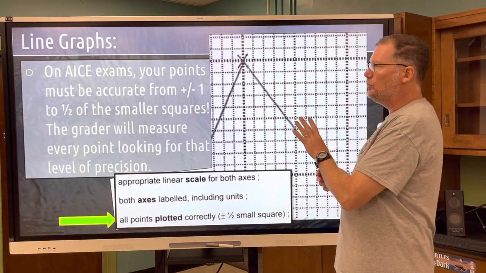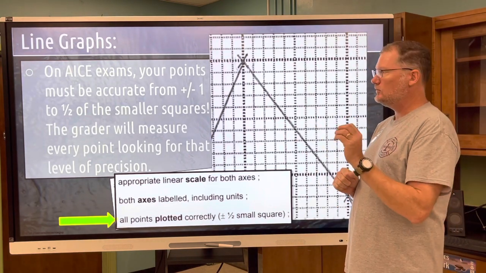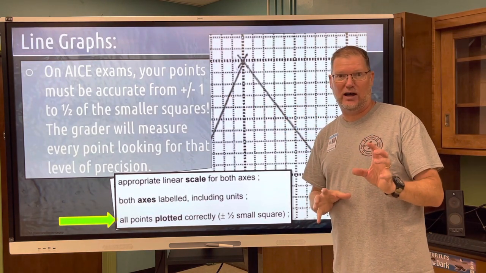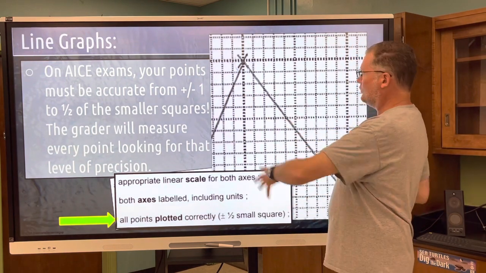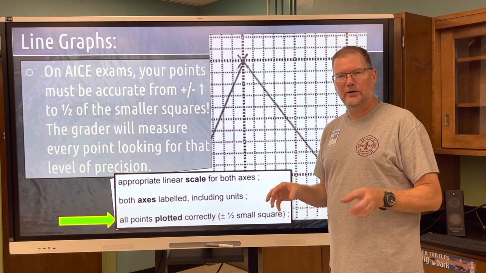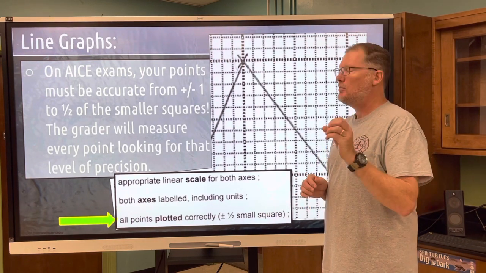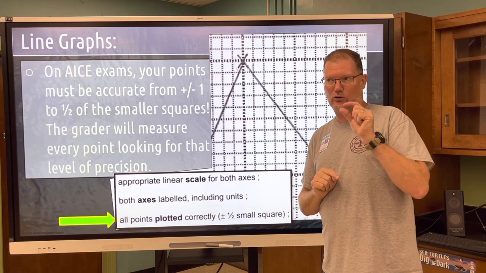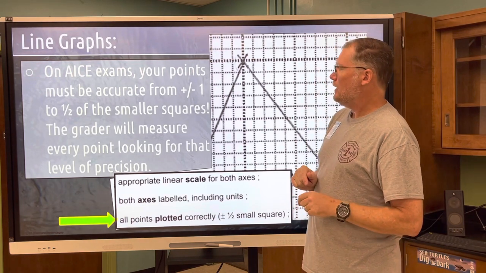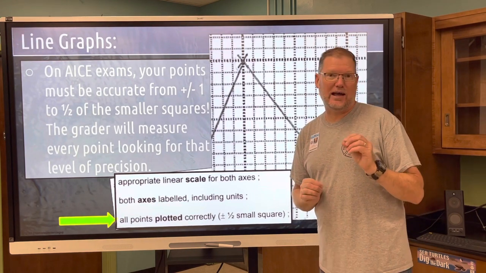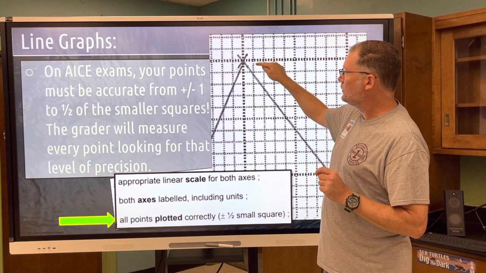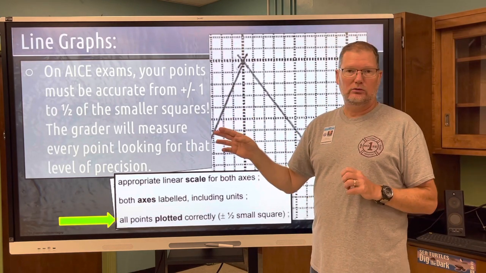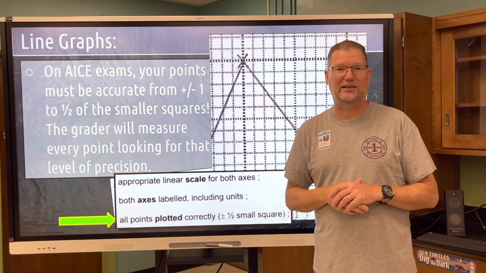So on ACE exams, your points must be accurate to within plus or minus one to one half of these tiny squares, of the teeny tiny squares on the graph. I'm going to try to acquire some of this graph paper. We're going to talk more about how this graph paper is laid out later in this demonstration presentation. But just know that when they talk about the smaller squares, we're talking about these teeny tiny little 1 centimeter or even smaller squares, okay? And so your points must be that accurate, somewhere within 1 to 1/2 of the smallest square. And the ACE assessment grader is going to measure every point looking for that level of precision.